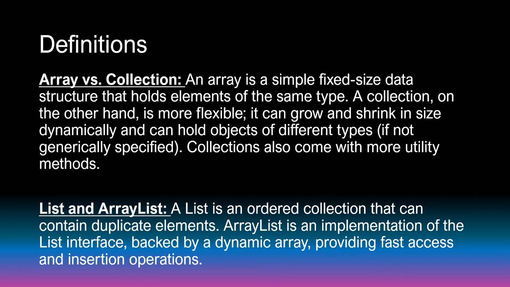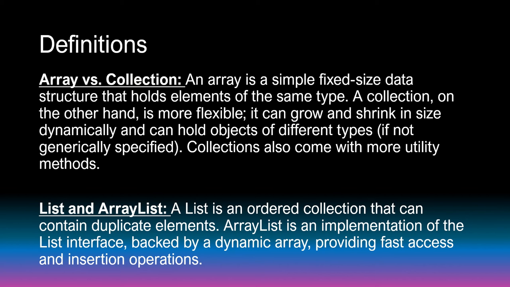A collection is more flexible, it's more dynamic, it can grow and shrink in size and hold objects of different types. And collections also come with more utility methods. So if I create an array, I don't necessarily have a quick and easy way to sort that array in reverse order. I would have to perhaps write a method in order to do that. But with a collection, I can go to the collections framework and use those static methods that are available to modify the collection. So that may be a reason why you choose to create a collection over an array.